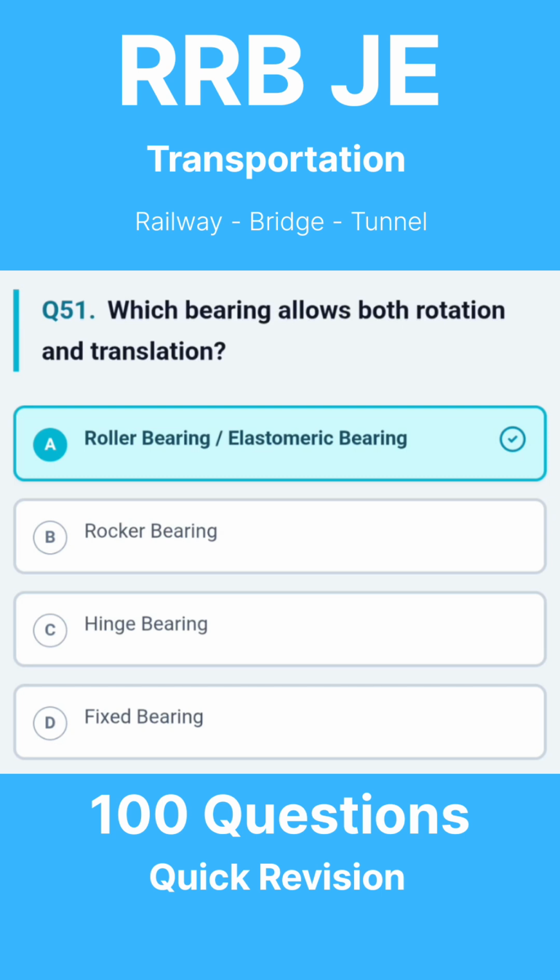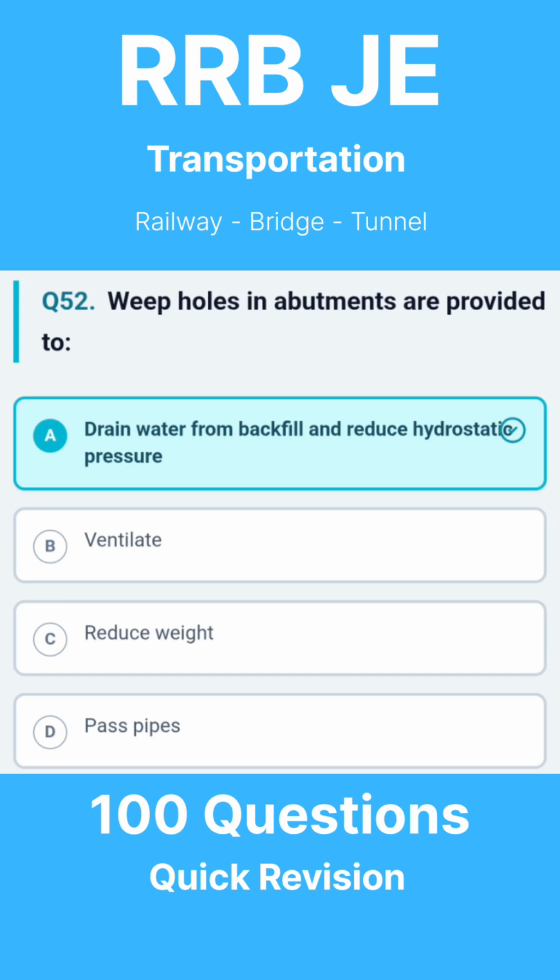Question 51. Which bearing allows both rotation and translation? The correct answer is roller bearing / elastomeric bearing. Question 52. Weep holes in abutments are provided to? The correct answer is drain water from backfill and reduce hydrostatic pressure.